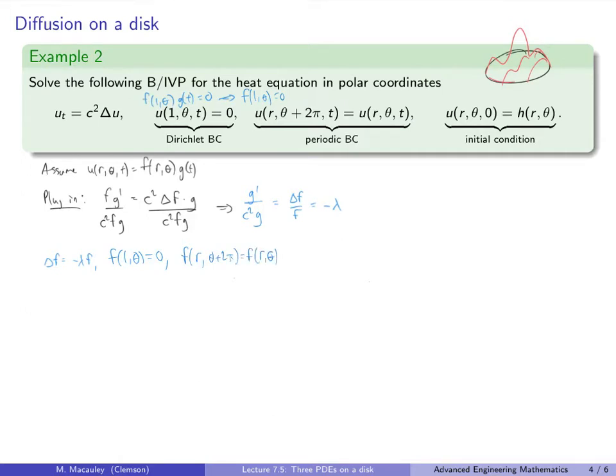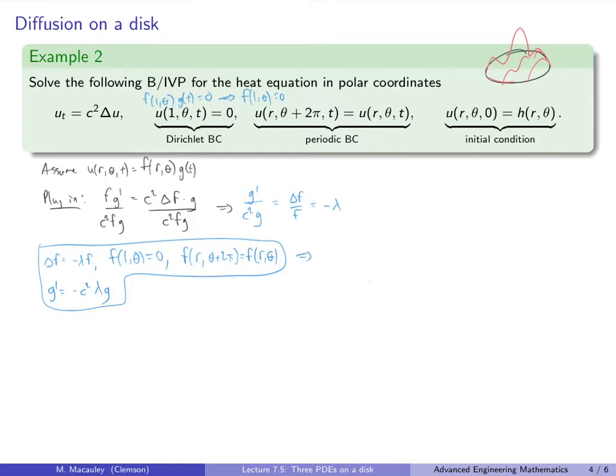Like I said, we've seen this one in the last slide. I don't need to rewrite it again. I'll just write it here. So periodic boundary conditions in f. And we also have that g prime equals negative c squared lambda g. So these are our two equations. And we solved this one in the previous lecture. So please watch that if you have not already.